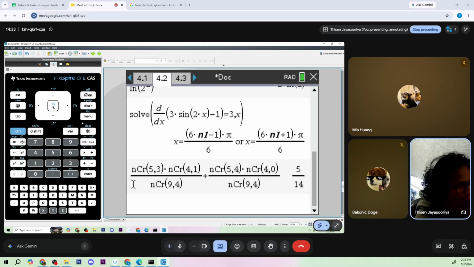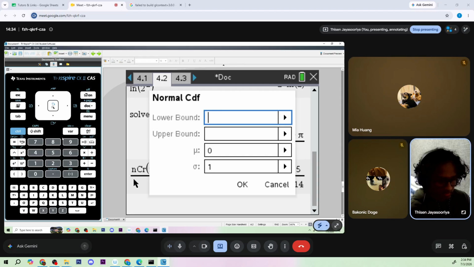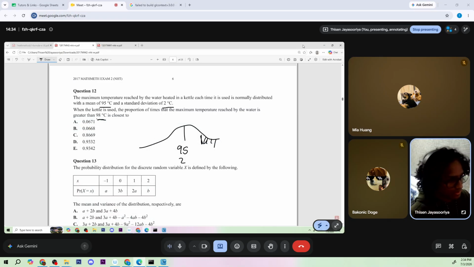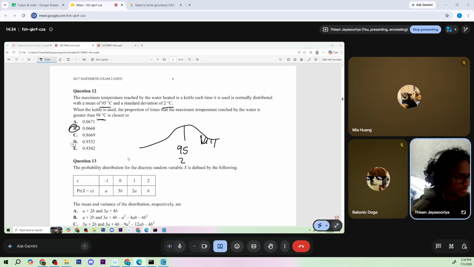So here we go, menu 5, 5, 2. Here we want our lower bound to be 98, our upper bound here to be infinity, right? Our mean to be 95 and our standard deviation to be 2. We get 0.0668, which is answer option B. Yep.